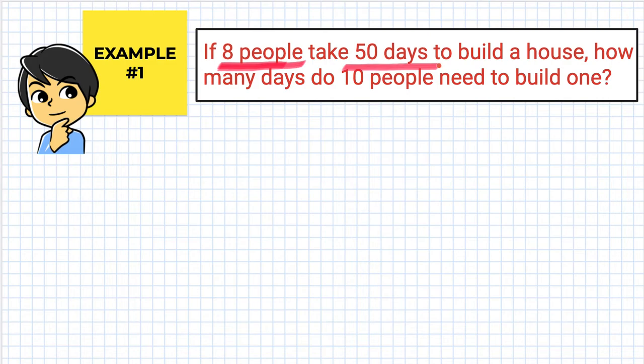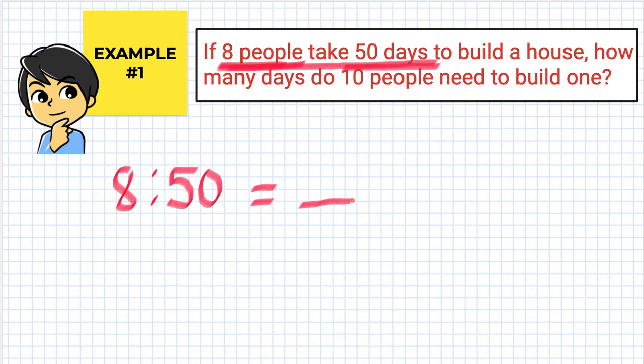Now, how to solve inverse proportion? This is different from direct proportion. So this will be the first step. All you need to do is to identify the ratio. So we have 8 people is to 50 days. If there will be 8 people, it will take them 50 days to build a house. Now the question here is, how many days do 10 people need to build one? Since 10 here is talking about people, of course, we will put that one here, 10.